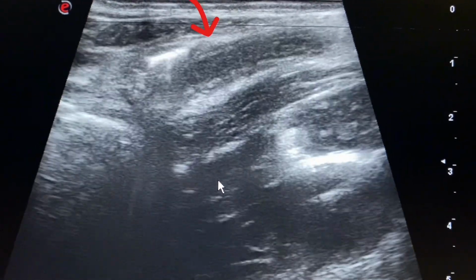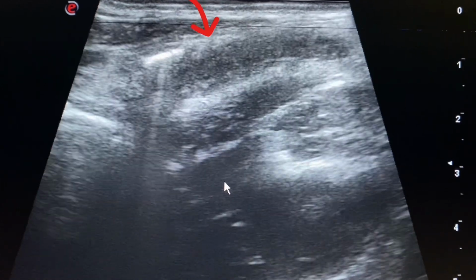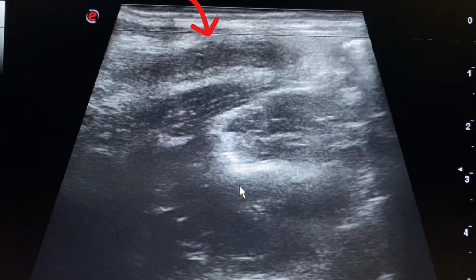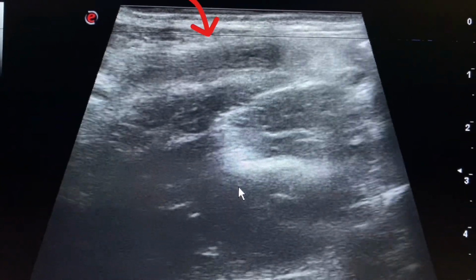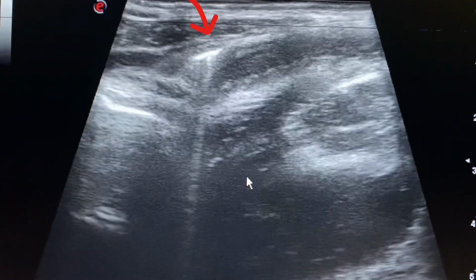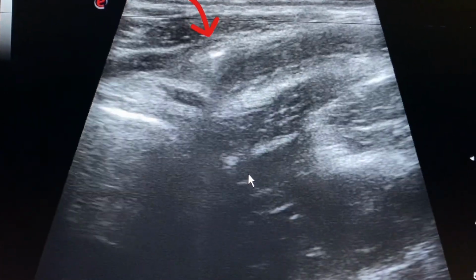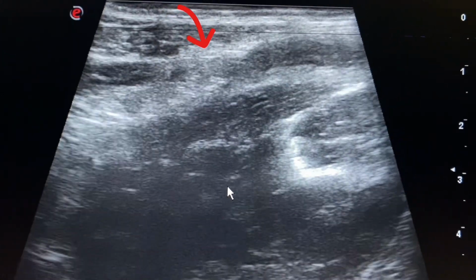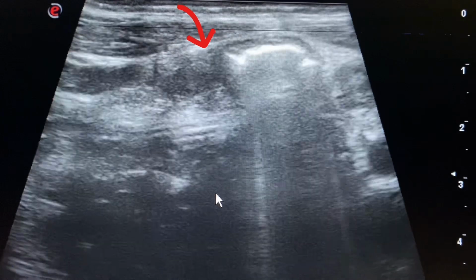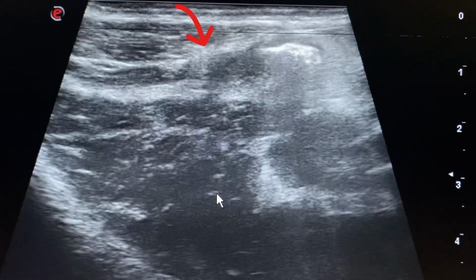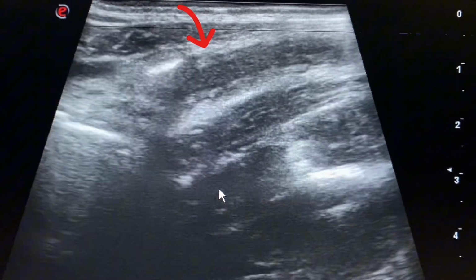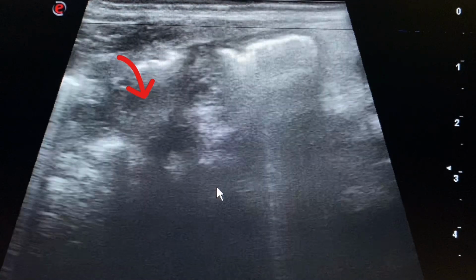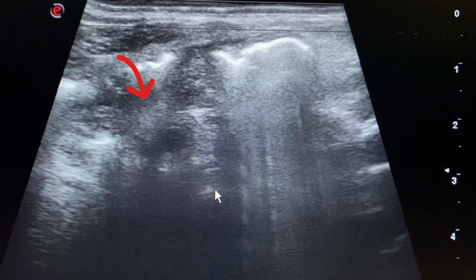The air and gangrenous fluid in the appendix shows that the appendix is gangrenous. This is distal end of the appendix. And here we see the collection at periappendicular area.